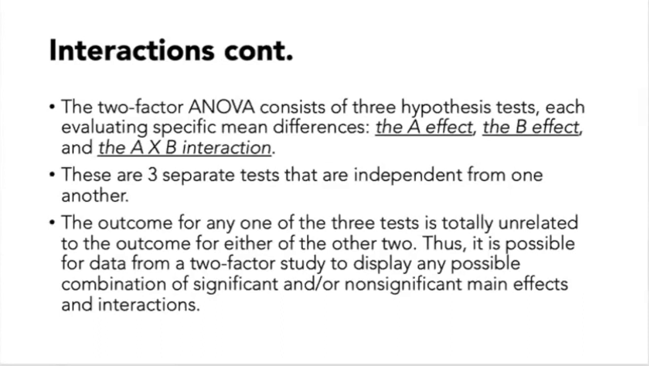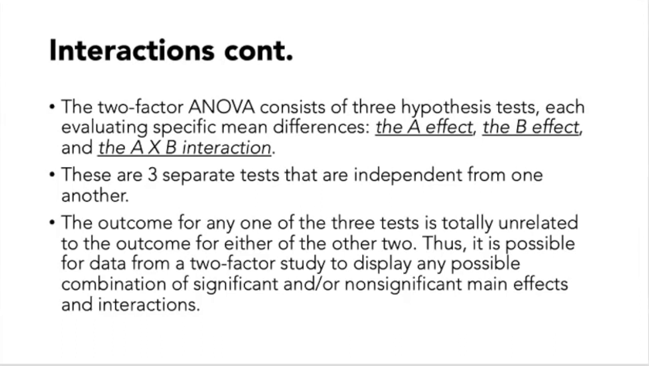Now, the two-factor ANOVA consists of three hypothesis tests. The first one is to find the main effect of A. We call it the A effect. And the second one is the B effect, that's the main effect of B. And then the A-B interaction, or A into B interaction. So this is the main piece that we are interested in finding.